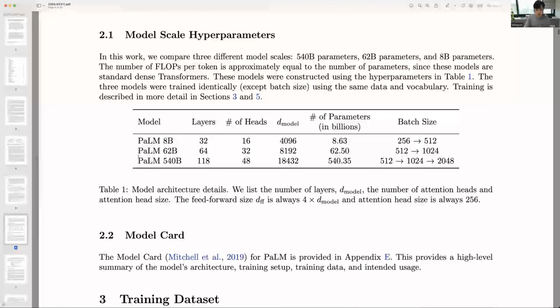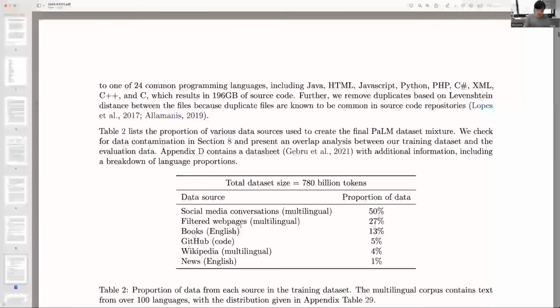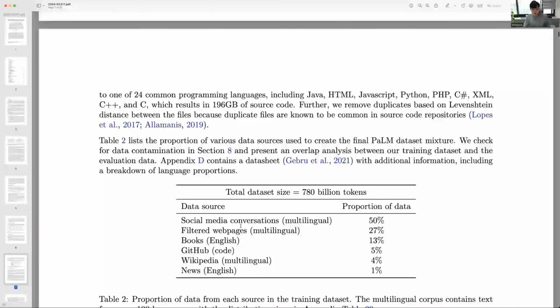So this is a very large model. They increased batch size from 512 to 2048, but the model is so large that even with such a small batch size, they needed about 6,000 TPU chips. You can go to the paper to see other details, but I'll just skip them.